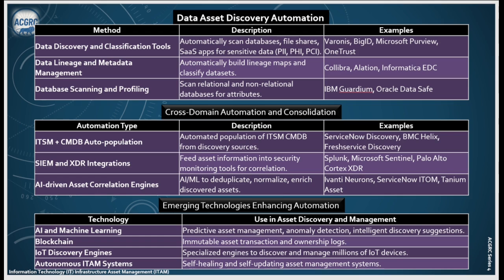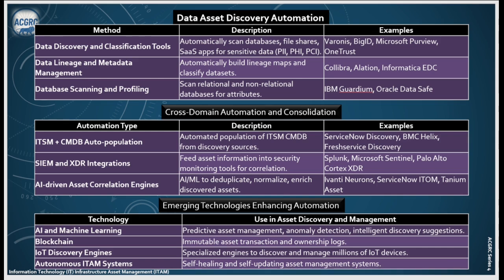Coming on to the cross-domain automation and consolidation space. When we have to automate ITSM and CMDB, we have tools like ServiceNow Discovery, BMC Helix, Freshservice Discovery, etc., which is used for automated population of the ITSM CMDB from discovery sources. When it comes to SIEM and XDR integration, we have Splunk, Microsoft Sentinel, Palo Alto Cortex XDR. It is used to feed asset information into security monitoring tools for their correlation.